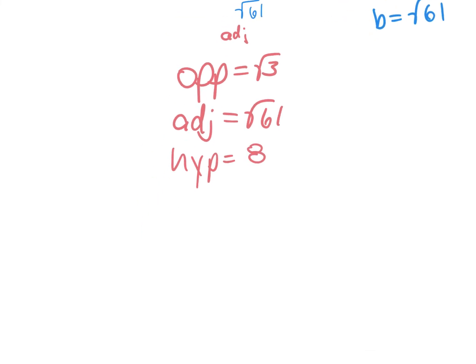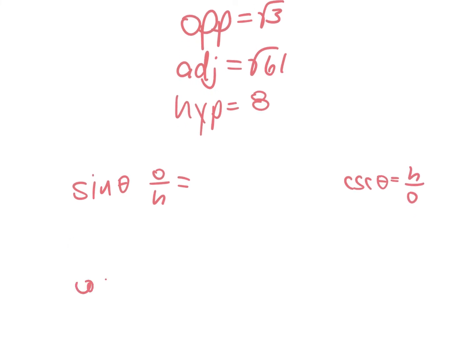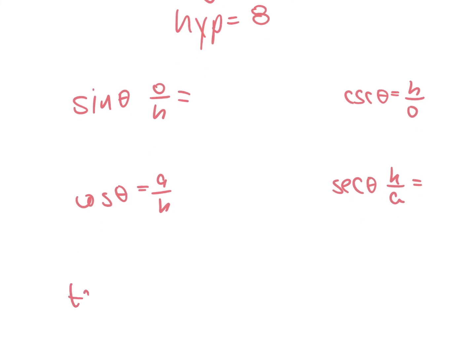8. So sine of theta, opposite over hypotenuse. Cosecant theta, hypotenuse over opposite. Cosine theta is adjacent over hypotenuse. Secant theta, hypotenuse over adjacent. Tangent theta, opposite over adjacent. Cotangent theta, adjacent over opposite.